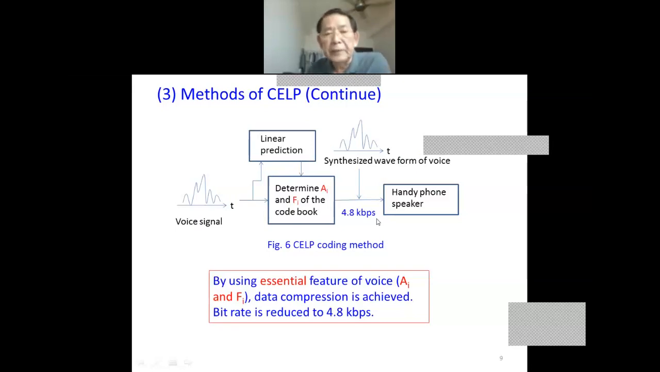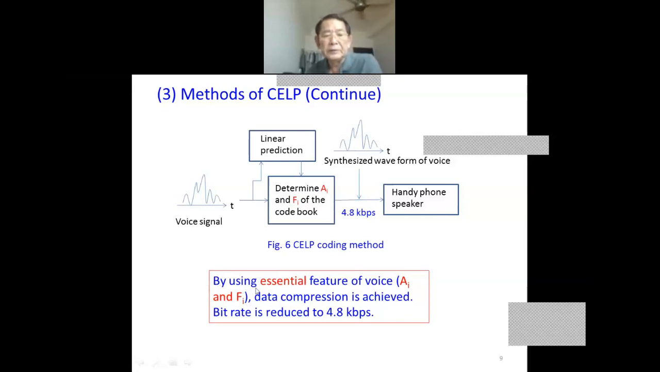Compared to the previous 12 kilobits per second, this speed is smaller. However, in this case, almost the same waveform as the original voice is the purpose, so not so much reduction is achieved. The important point is summarized here.